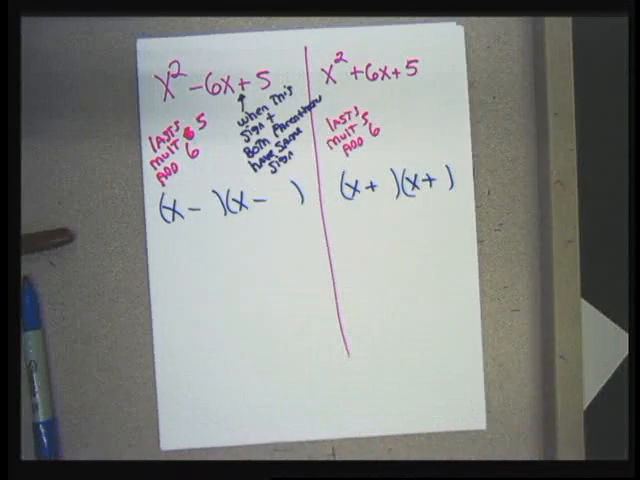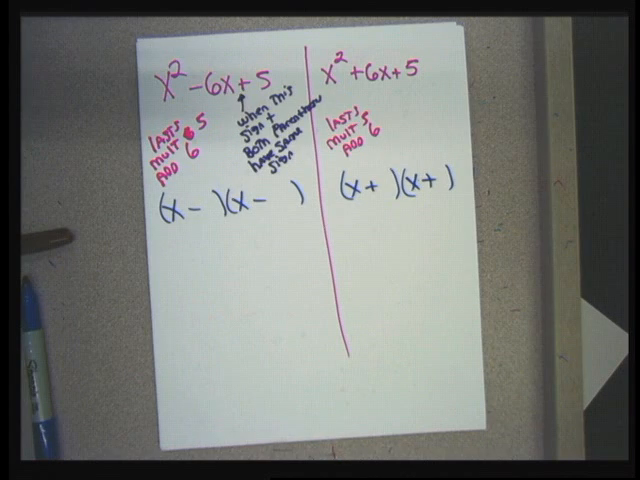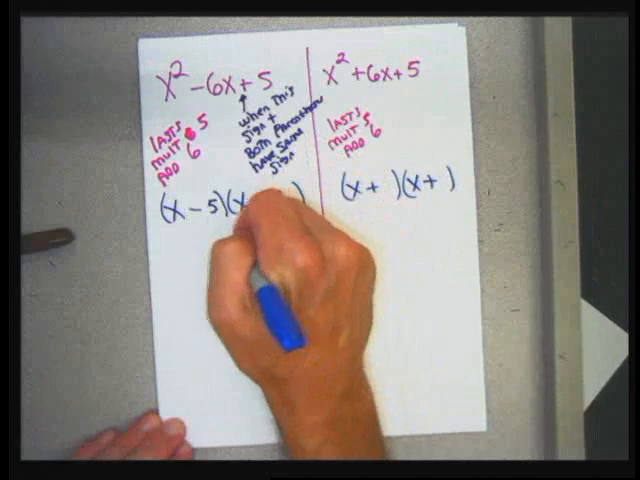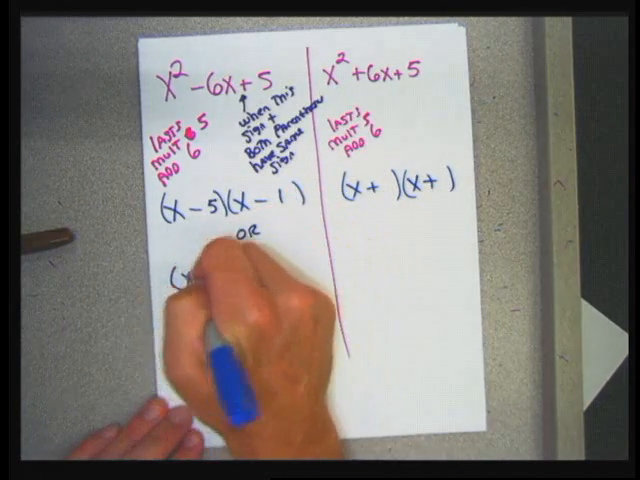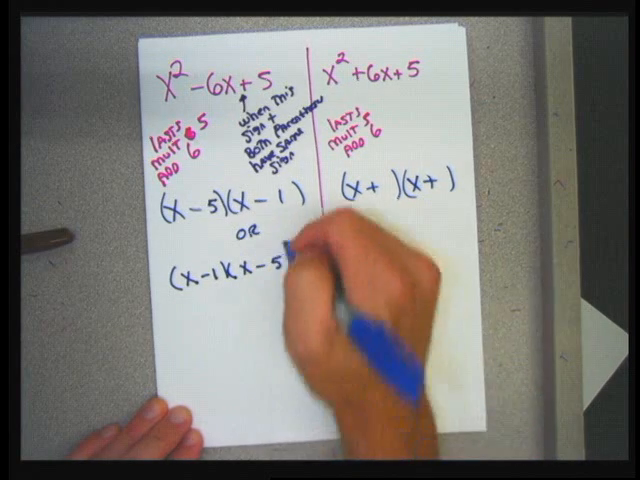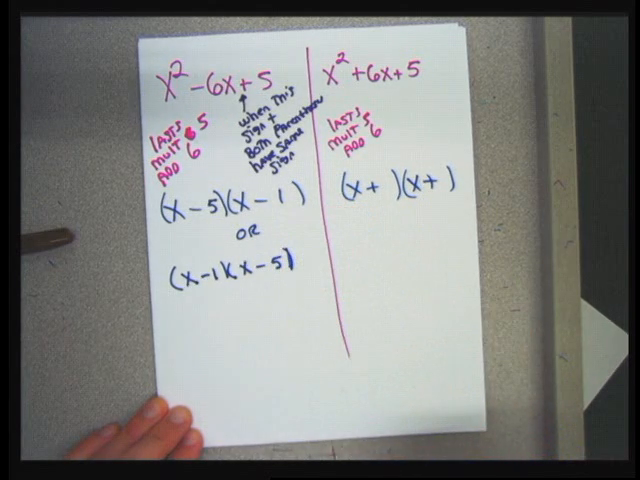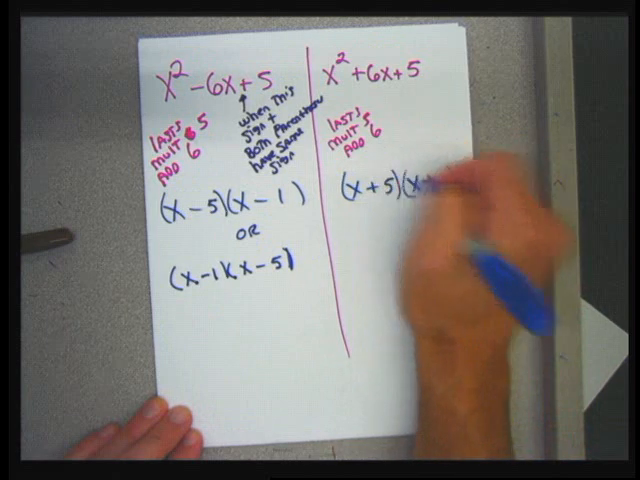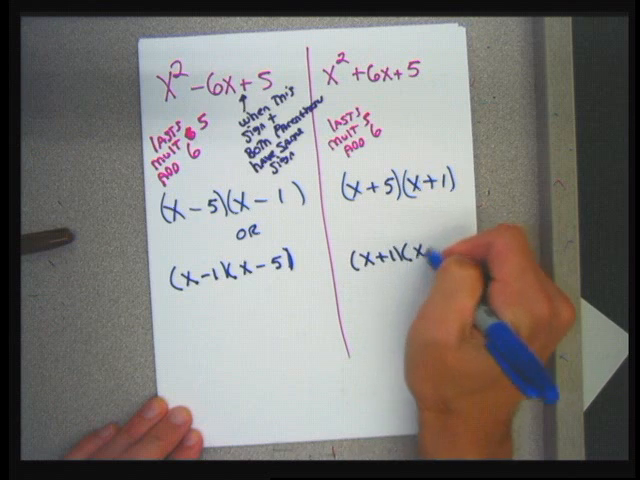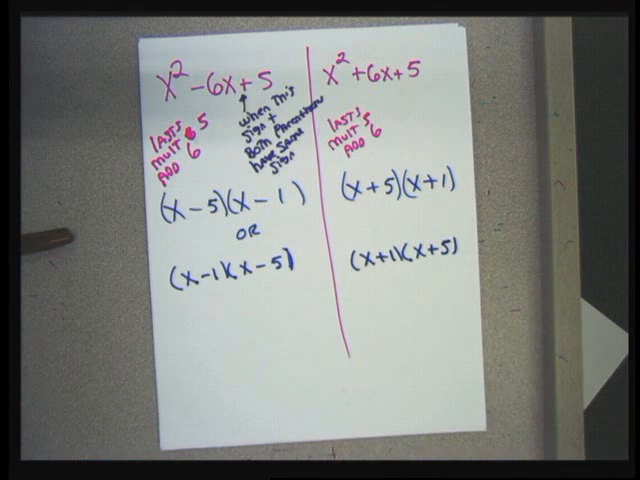Whereas in the last problems, if you reverse the numbers, you'd get them wrong. The numbers are going to be 5 and 1 or 1 and 5. So for this problem, it would be correct to write x minus 5 times x minus 1, or x minus 1 times x minus 5. Similarly, for this second column problem, it would be correct to write either x plus 1, x plus 5, or x plus 5, x plus 1. When the parentheses have the same signs, bad things can't happen. Your numbers can go in either parentheses.